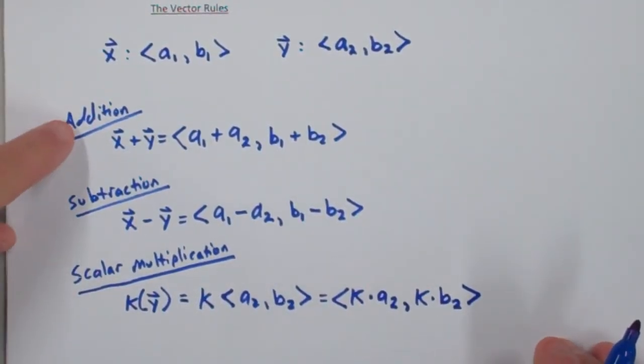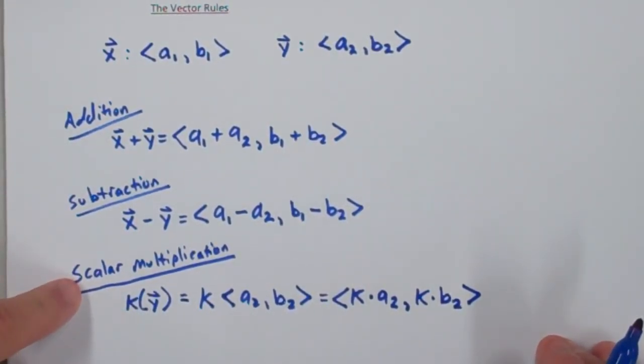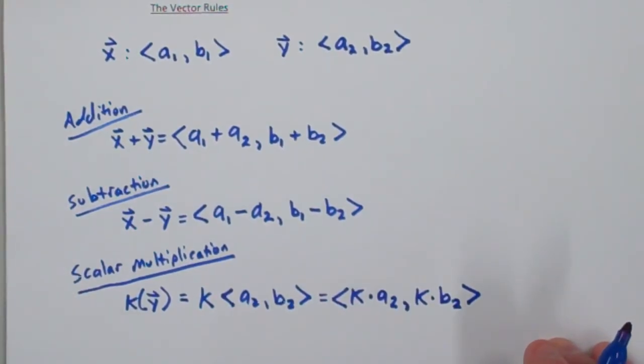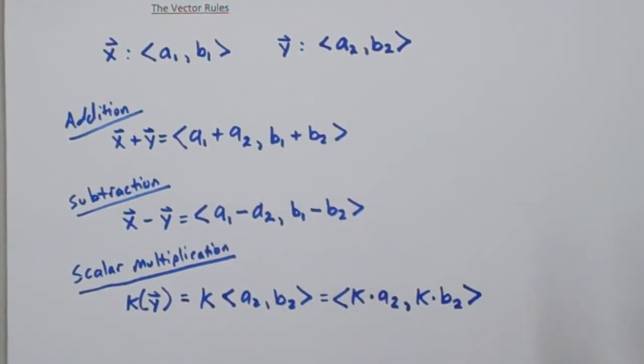Those are the three big ones: addition, subtraction, and scalar multiplication. You actually can multiply two vectors together. However, the way you do that is a little bit tricky, so we're going to go over that later. Look for that in the videos with the dot product and the cross product. But just for now, these three will work.